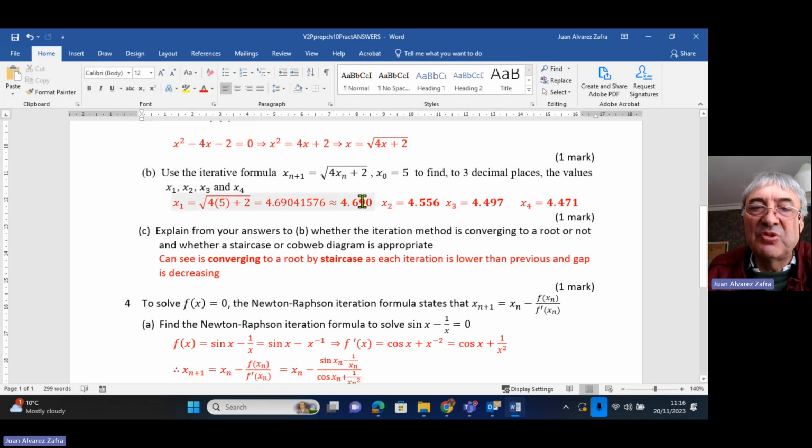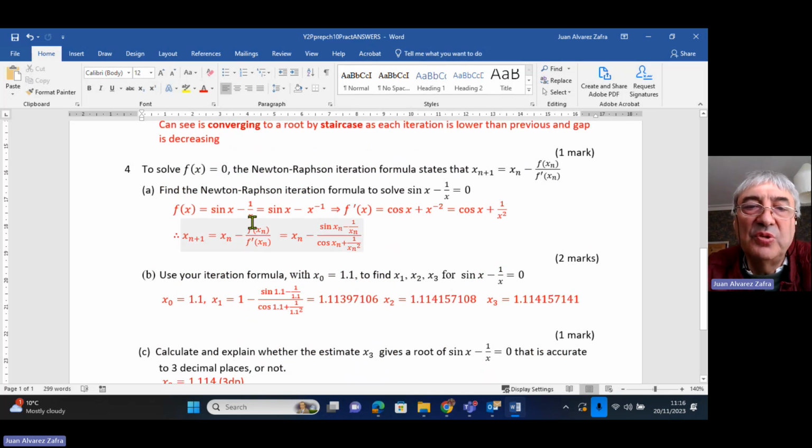And then can you see that the values are all decreasing? So it means we have a staircase diagram or method that's being used. If it were alternating between being higher and lower, then that would be a cobweb diagram.